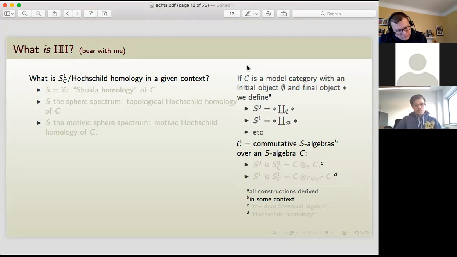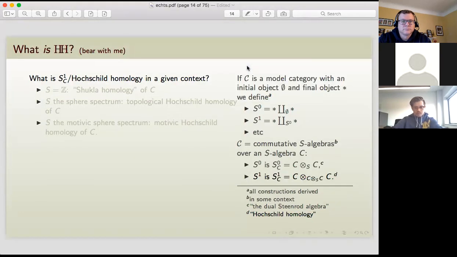In particular, when C is a commutative S algebra in some context, and we'll talk about 3 different contexts today, the 0 sphere, so these are commutative S algebras over a fixed S algebra C. So the initial object is S itself and the final object is C. The 0 sphere, and of course the coproduct in commutative S algebras is called tensor over S, is just C tensored with itself. In some situations that's called the dual Steenrod algebra, and I might lapse into calling it that in general, but it's just a 0 sphere.